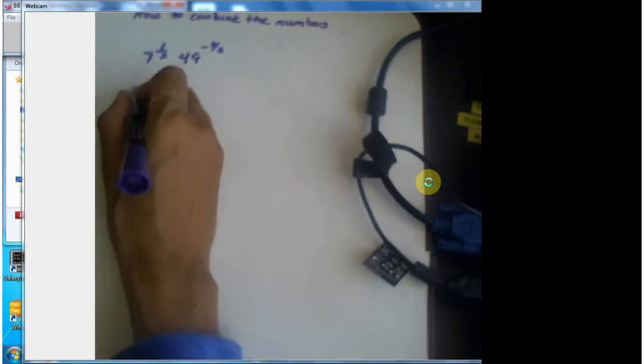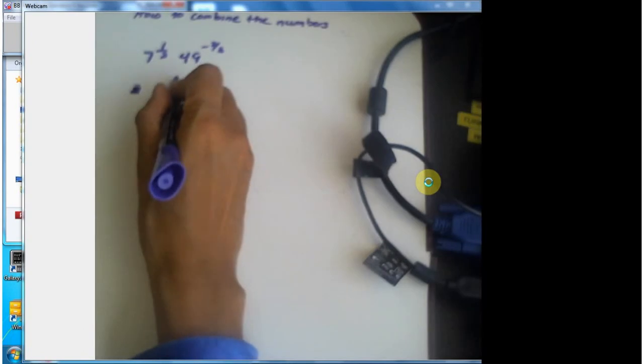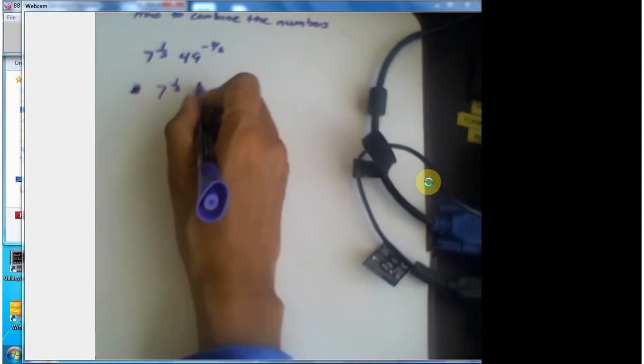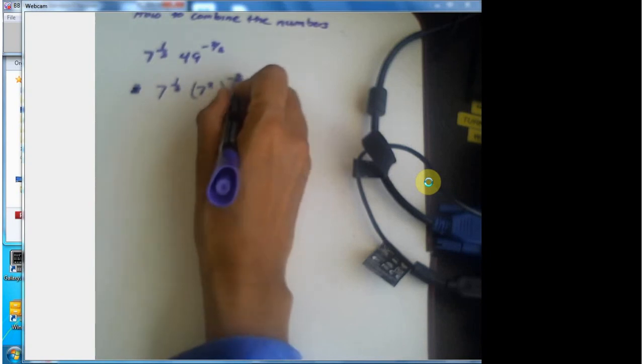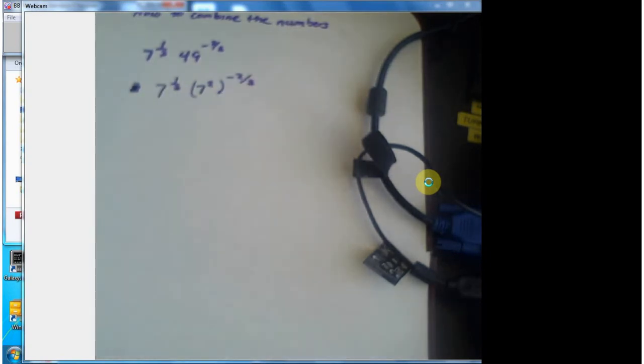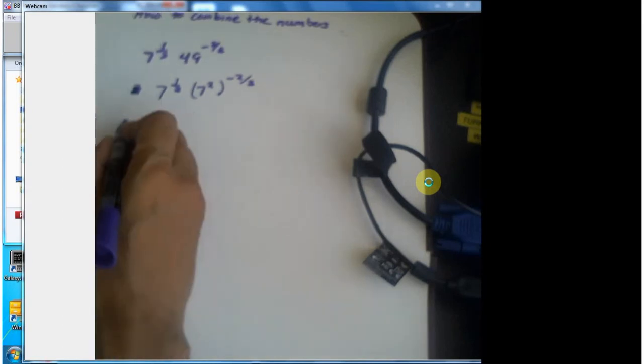But I believe what they would like you to do, because these numbers are set up this way, is 49 is 7 squared. Now, why would I do that? Because these rules can only be used if the bases are the same. So the 7s had to be the same for me to start applying these rules. Once I do that, I can start applying the rules.